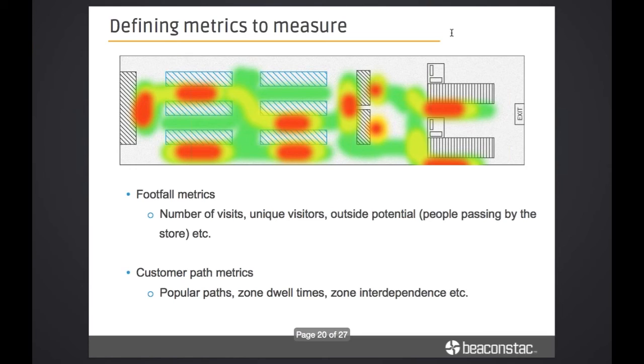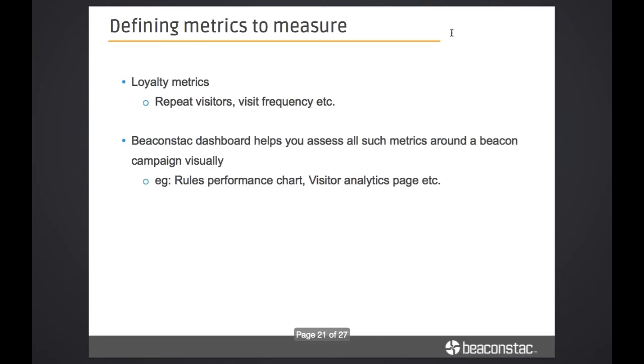And then there's something called zone interdependency, like say suppose the women's purse section and the women's belt section are interdependent. People generally go from here to there, and there's more correlation between their movement in these sections. In terms of loyalty, if you have a loyalty app or you have a loyalty program, nothing like it, because you can keep track of your repeat visitors, how frequently they visit, and maybe you could incentivize them based on those metrics.